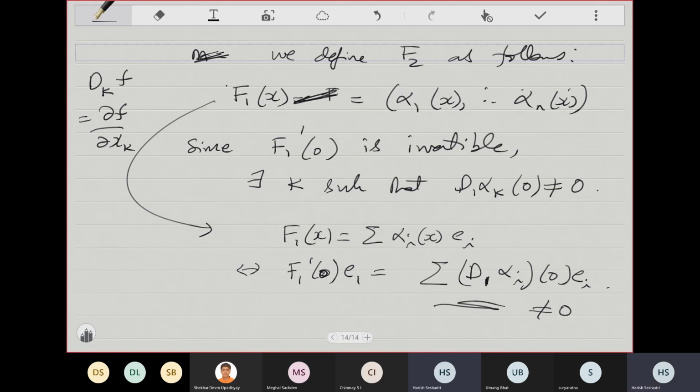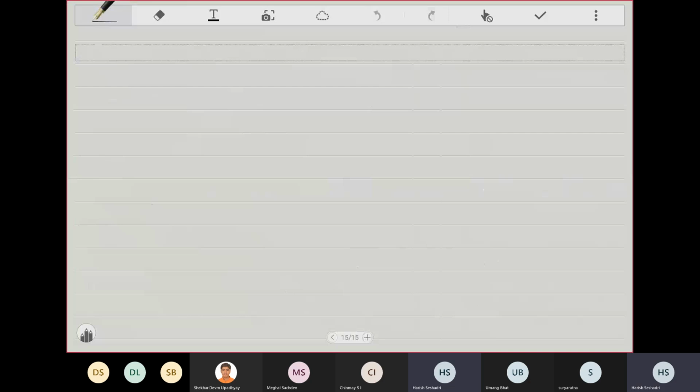I mean, a column cannot consist entirely of 0 entries. At least some entry in every column should be non-zero. That's all that I'm saying. So something here is non-zero in the sum. And that thing I'm calling D1 alpha K. That particular index is K. So we pick out that K. So D1 alpha K 0 is not equal to 0.